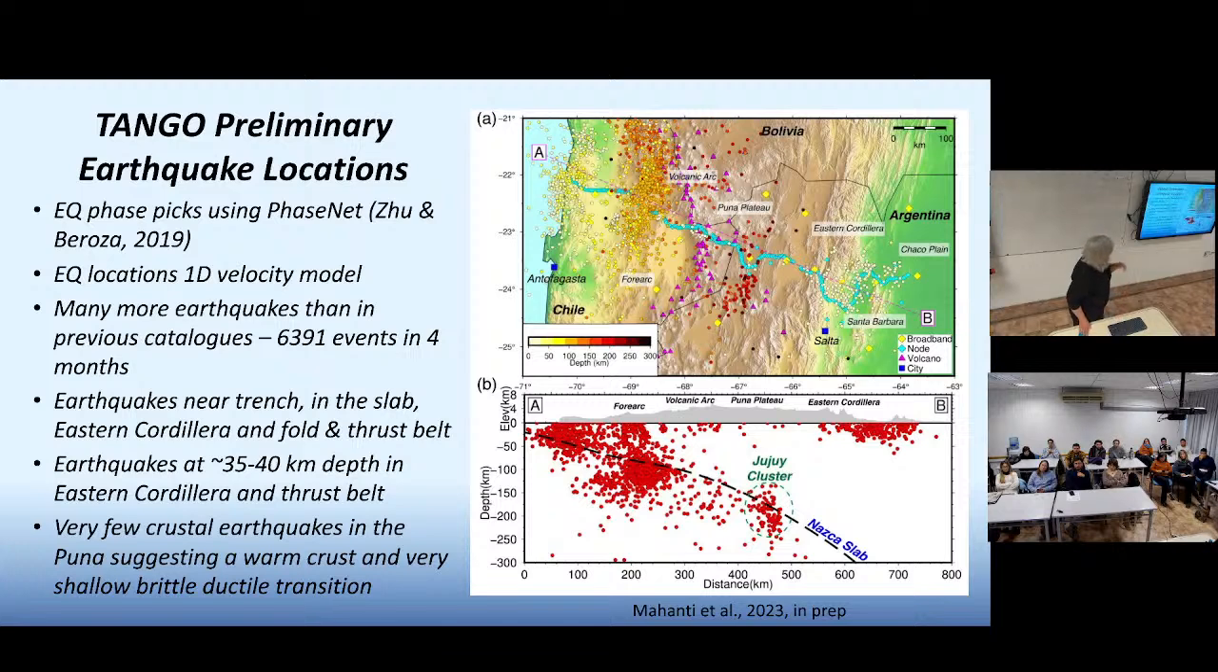And then another very, very preliminary study by Sanka, right here in turquoise, shows those seismic stations.